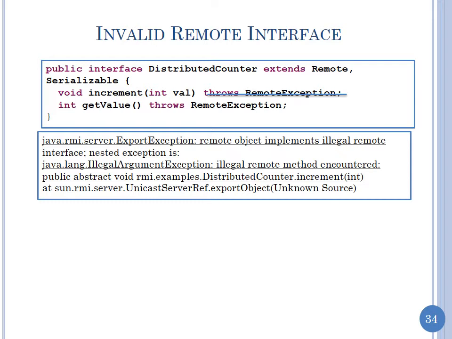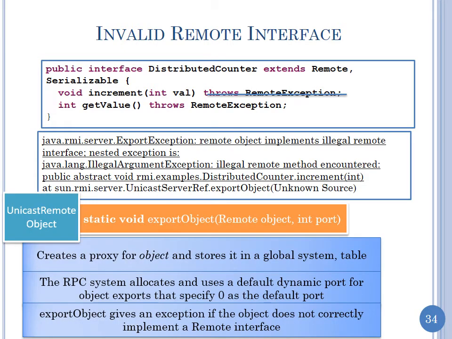It just says illegal remote interface, and an illegal argument exception. So by just looking at this, you might not be able to figure out what the problem was. So that is the problem. As I mentioned, when you do an export object, it gives an exception if the object does not correctly implement a remote interface, and that is the reason why you got this exception.